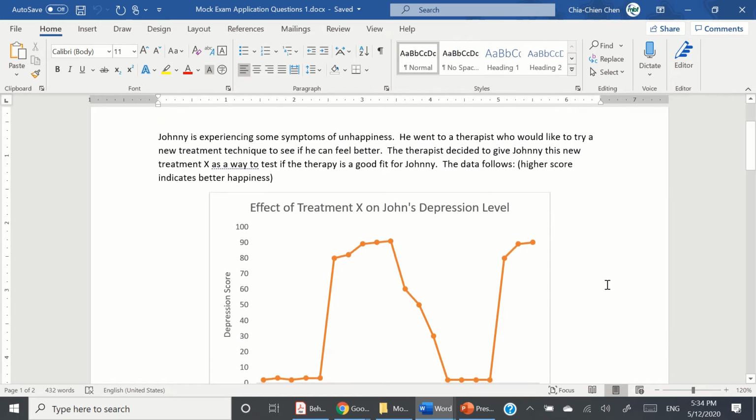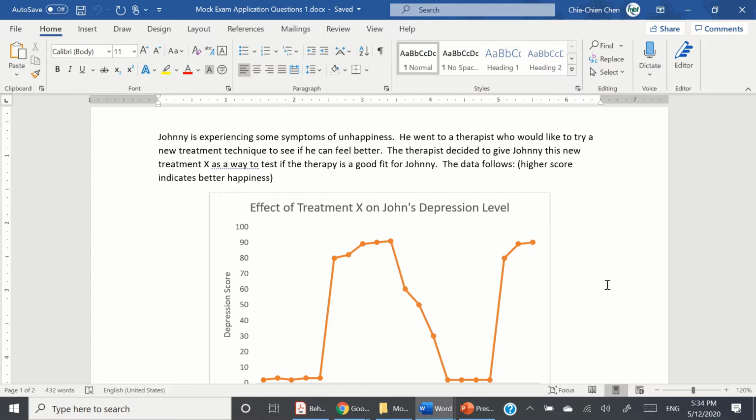Let's go over this. Johnny is experiencing some symptoms of unhappiness. He went to a therapist who would like to try a new treatment technique to see if he can feel better. Okay. Now, the therapist decided to give Johnny this new treatment X as a way to test if the therapy is a good fit for Johnny. All right, so the data follows.